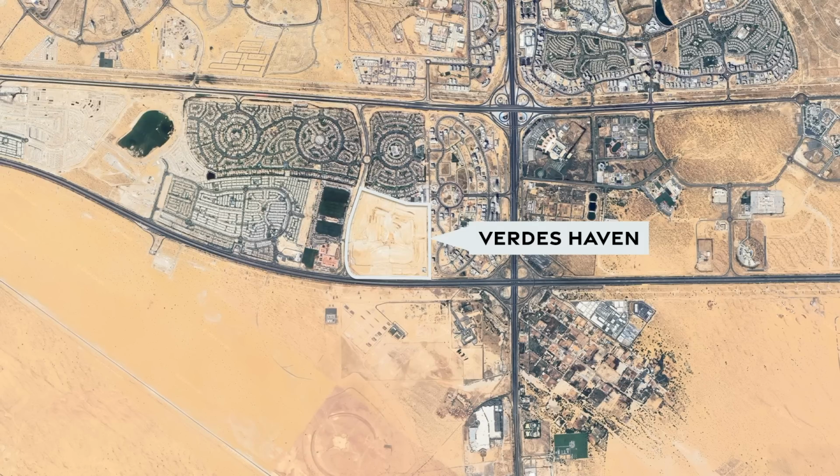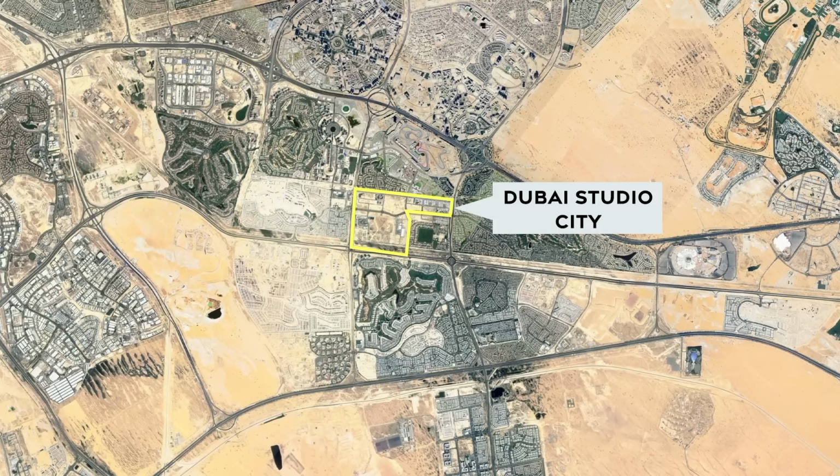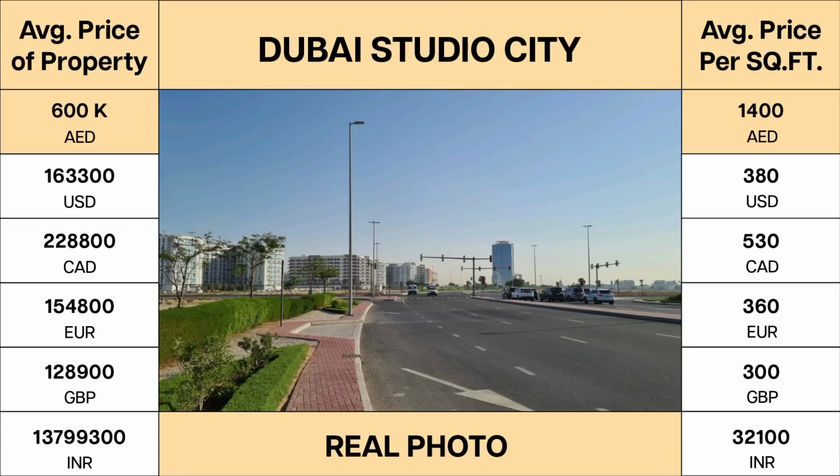The Verdes project in Aldar's Heaven community consists of the apartment buildings coming next to the townhouses, villas and the Al Habtoor Polo Resort. Average price per square foot is 1400 dirhams and the average price of property is 2 million dirhams. Dubai Studio City is this area in between Motor City and the Mac Hills. Average price per square foot is 1400 dirhams.